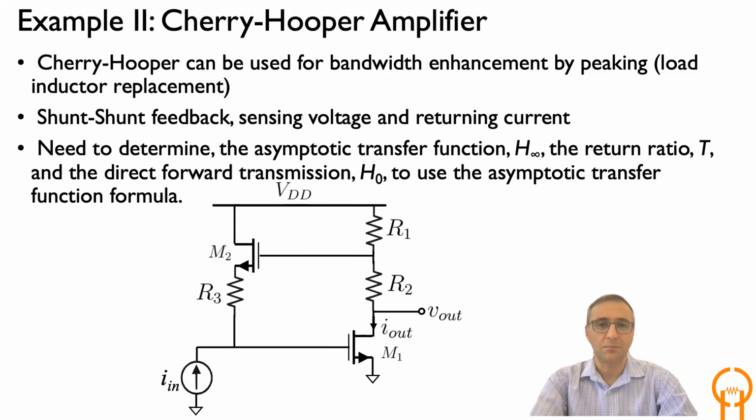You can actually create some peaking in the transfer function and enhance the bandwidth. And one of the things that you can do is basically by using this stage, which is an interesting stage because in this case you can see there's nonlinear active feedback in the feedback path, and this is something to be kept in mind. So the price you pay is that you have nonlinearity in the feedback, and you have the inverse of that nonlinearity appearing in the forward path. So what we still need to determine is the H infinity, the T, and H naught for this stage.